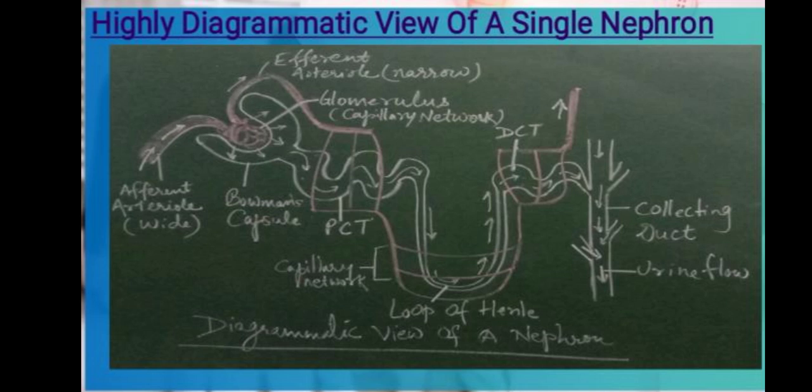You can see here, Bowman's capsule is a thin-walled cup-shaped part of a renal tubule. It is named after Sir William Bowman, a British surgeon and anatomist. The outer layer of Bowman's capsule is made of flattened epithelial cells, whereas the inner layer, which is in close contact with the glomerulus, bears special cells called podocytes. Podocytes have many feet-like processes called pedicels and minute slit-like pores called slit pores.